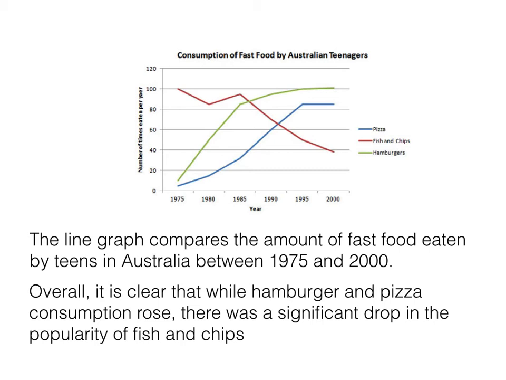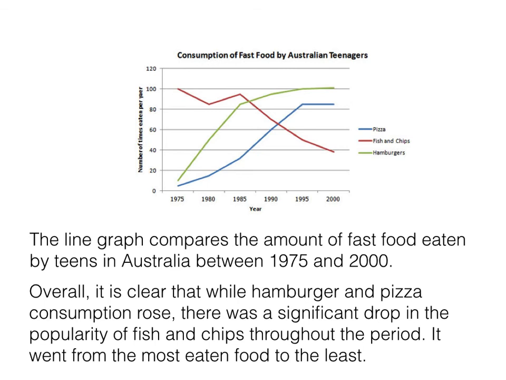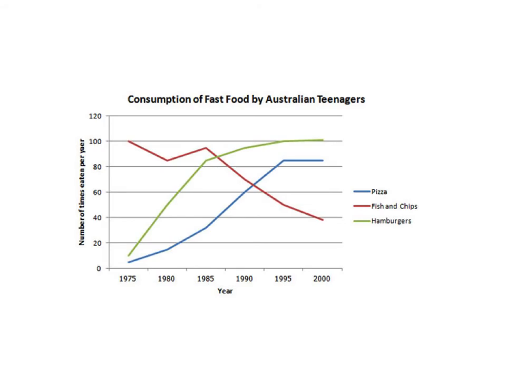When? I don't want to repeat the same words as the intro again. Throughout the period. And one more thing. It, meaning fish and chips, went from the most eaten food to the least. And that's the overview done. Now we need to look at the key features and the data. Let's start in 1975 and we'll report these figures.